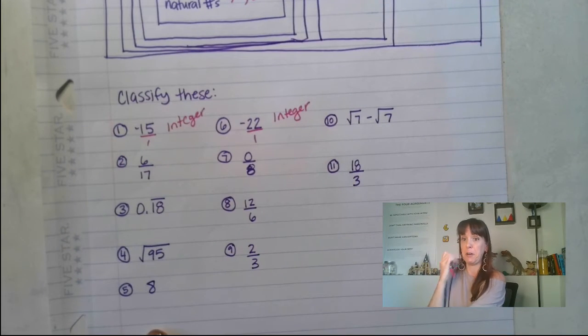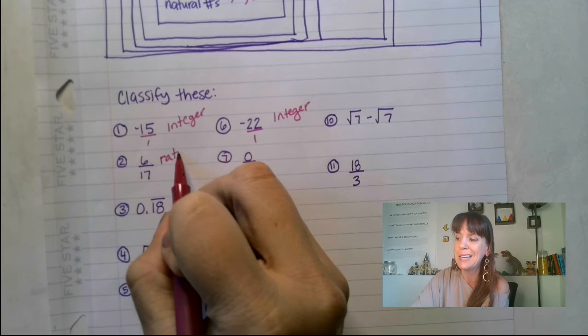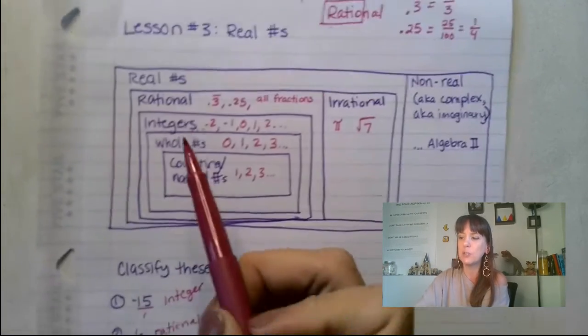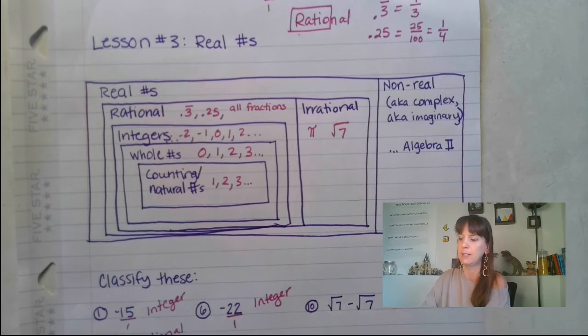6/17. Remember what I said about fractions? All fractions are rational numbers. So this is rational. Now, we know it's rational, but is it an integer, whole, or counting number? Nope, because it is a fraction.